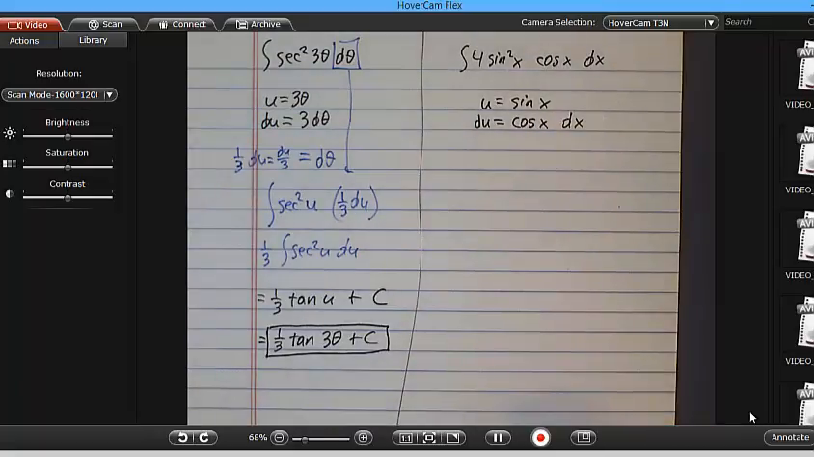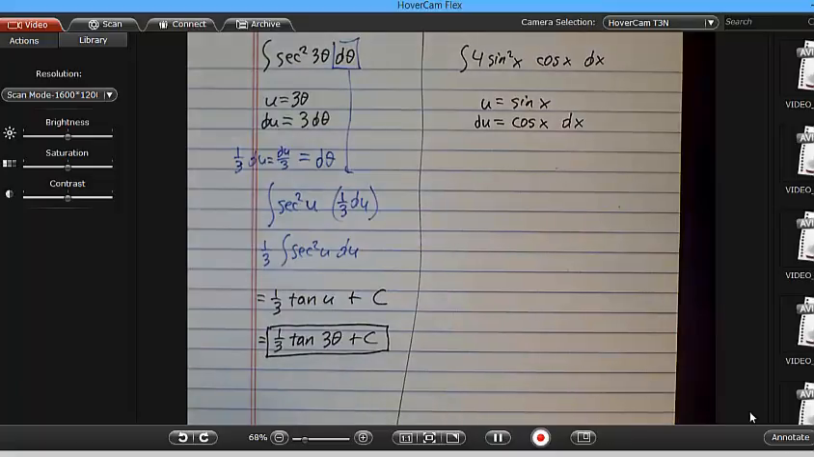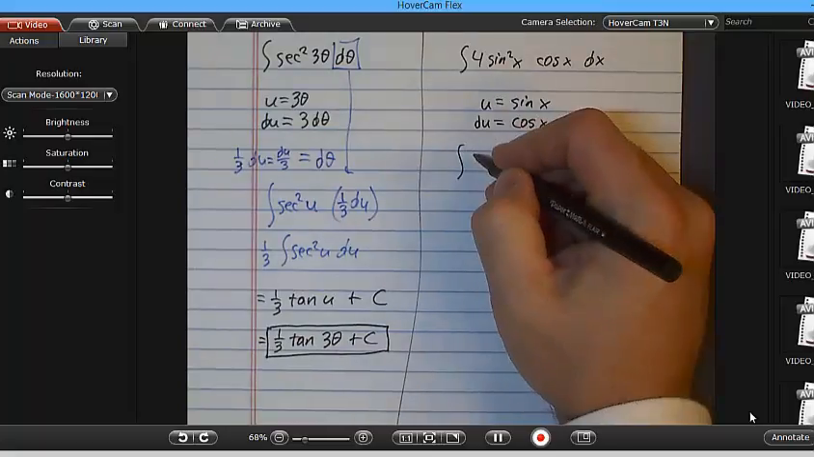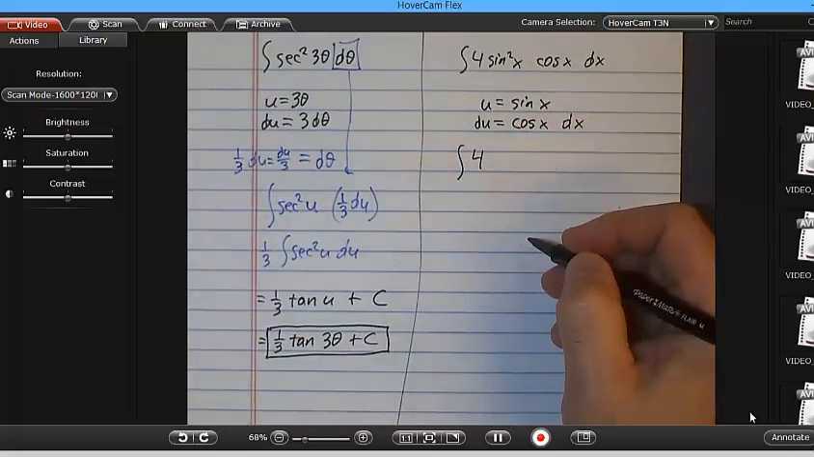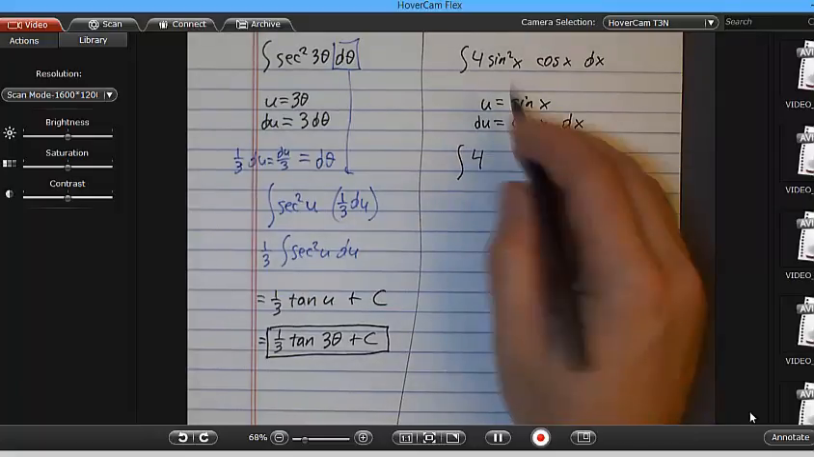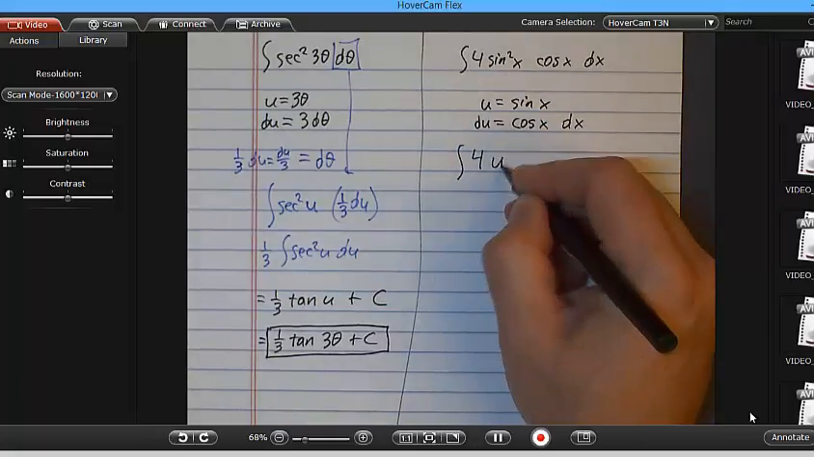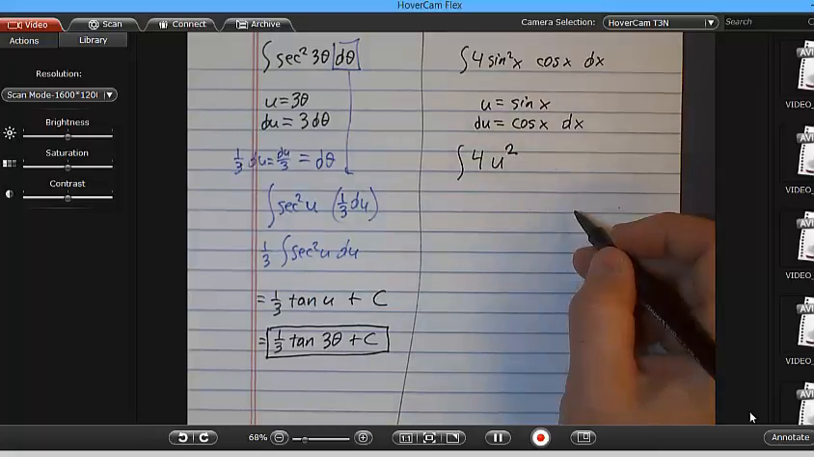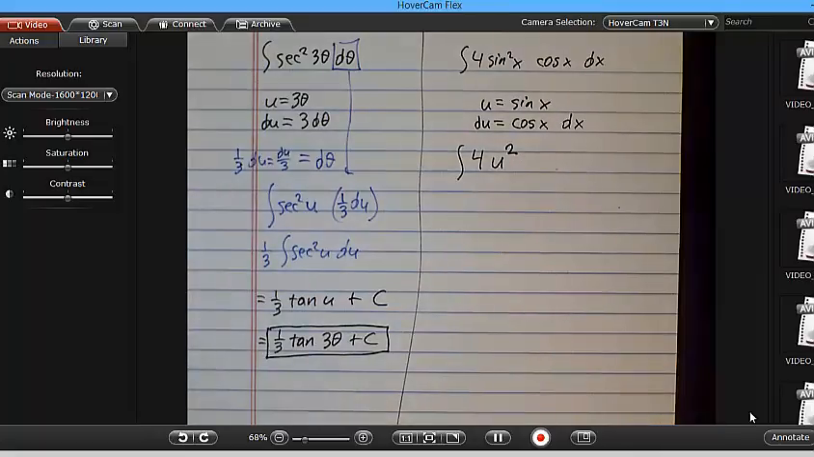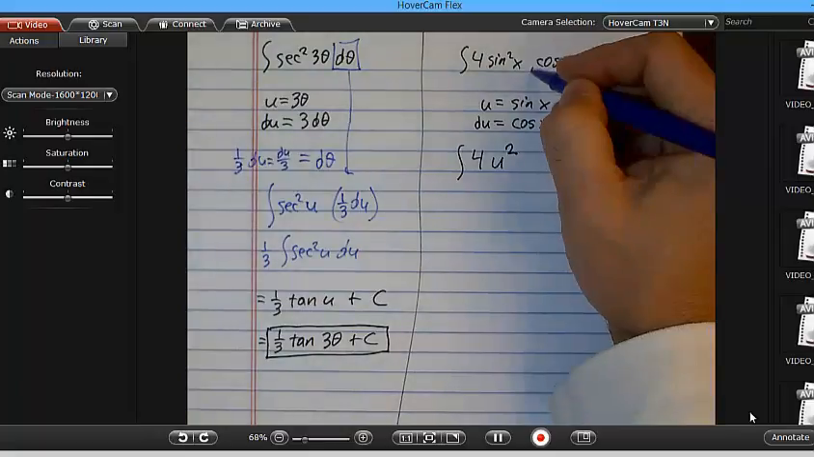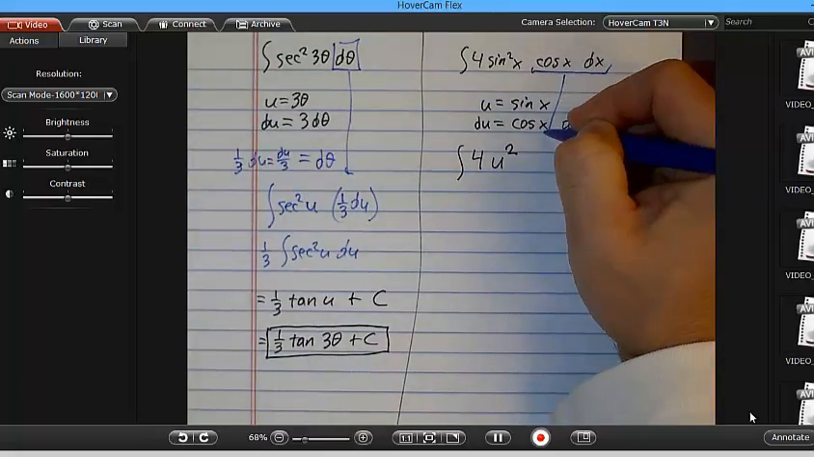Okay. Now let's see what we have then. Well, I would have 4, and then what would I have next? Well, that's u squared. You guys see that? And then this piece right here, what's left, is du.